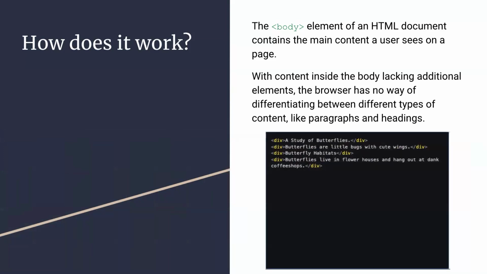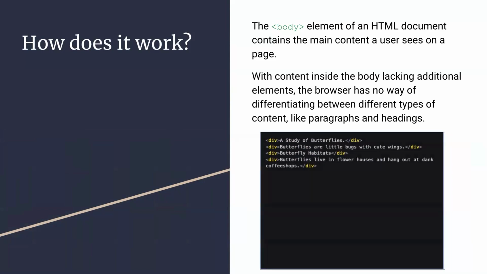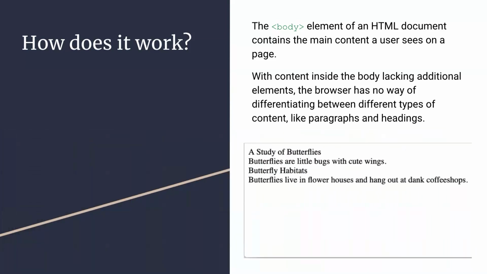So we can separate those elements inside the body with divs. And so if we do that, we get a little bit better formatting where we see a study of butterflies. Butterflies are little bugs with cute wings. Butterfly habitats, they live in flower houses and hang out at coffee shops. But it's still not making any sense because it's all divs. Divs have no semantic value at all. When you use a div tag on something, that has zero semantic value in the body of your web page.